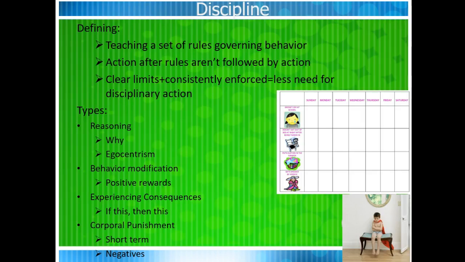Okay. Some of the different types of discipline. I would be familiar with your different types of discipline. I think that the first few bullet points there are pretty self-explanatory, some of our types. So we've got reasoning. So reasoning kind of goes back to our authoritative parenting style. So why the rules exist, or why you can't do something, right?